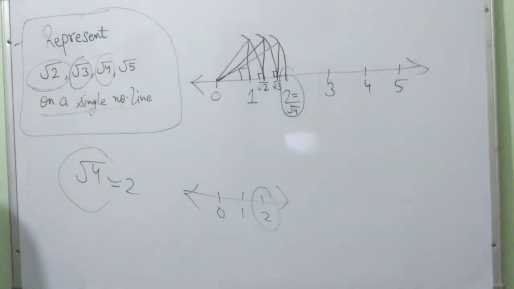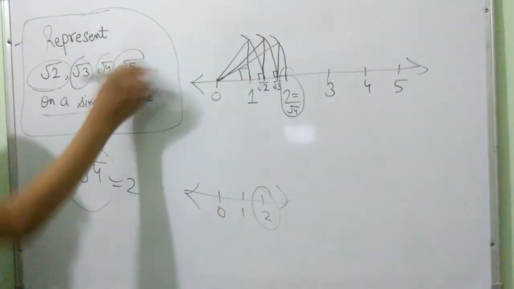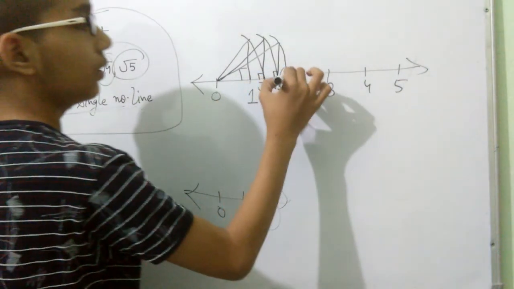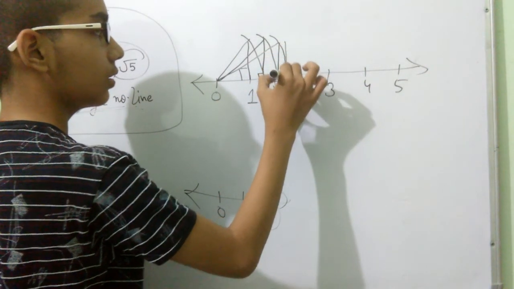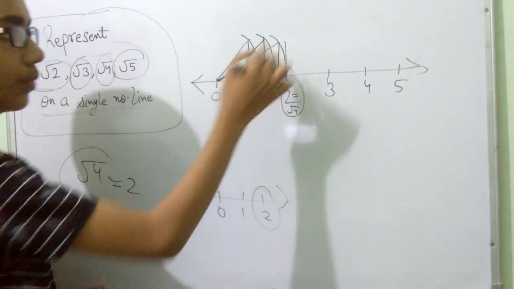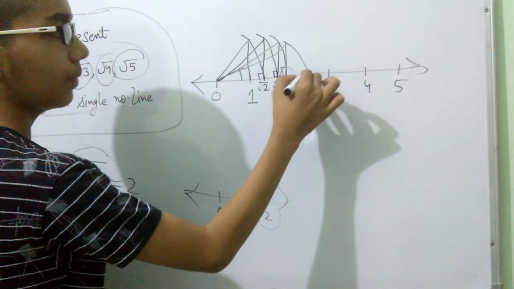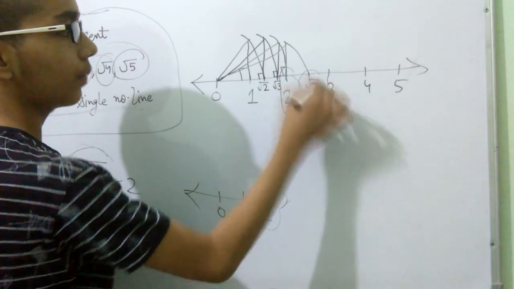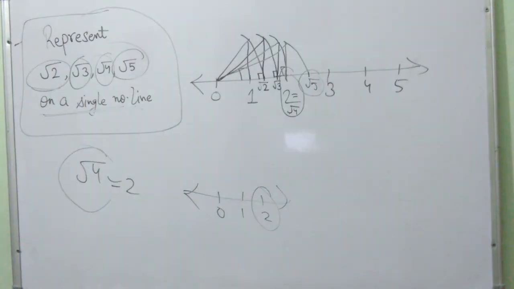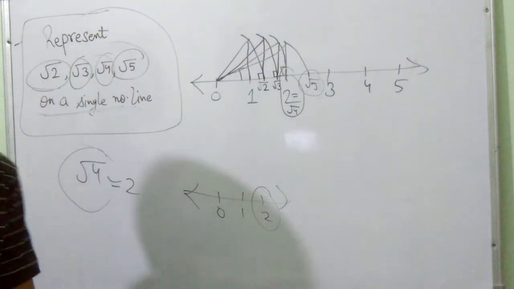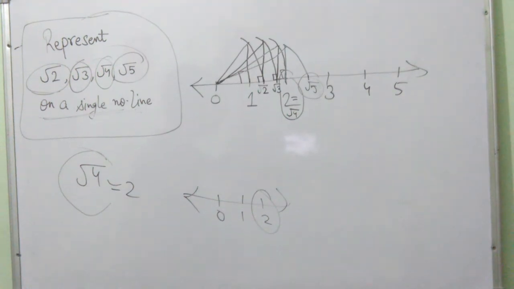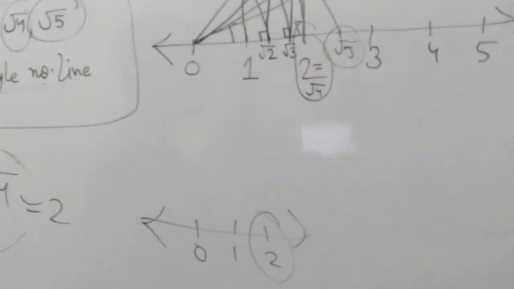Now, to represent root 5, what do we have to do? Make a perpendicular on this root 4, that is 2. Join from here and here. Equal to root 5. So we are clear with the topic of how to represent these on the number line. Okay, I should zoom it.